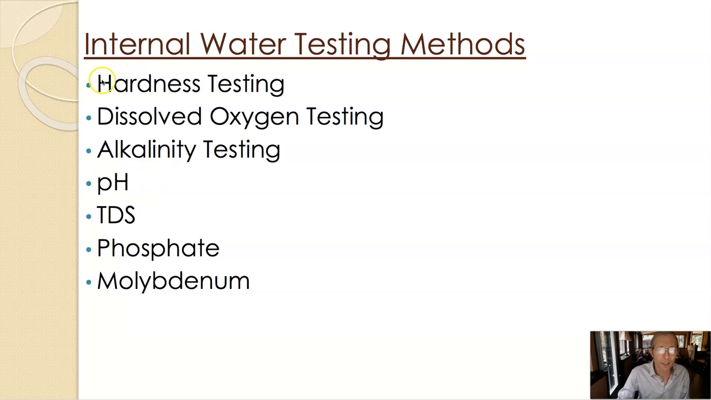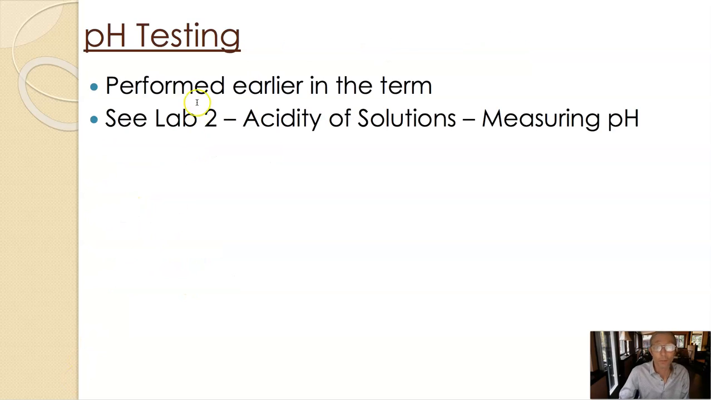So we've looked at the top three tests here: hardness testing, dissolved oxygen testing, and alkalinity testing. Now we'll just have a quick look at pH, TDS, phosphate, and molybdenum. So with pH testing, well, we did that in the lab too, didn't we? We had 5 different samples and we tested it 5 different ways. And we measured the pH and then we ranked the samples in order of their pH from most acidic to least acidic. So that one I think we're good with.